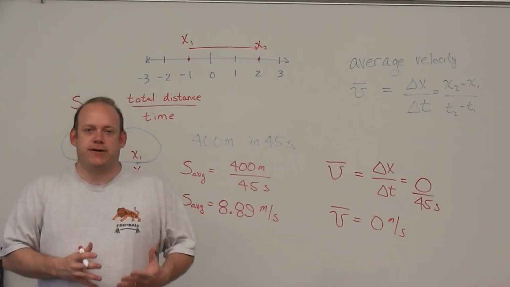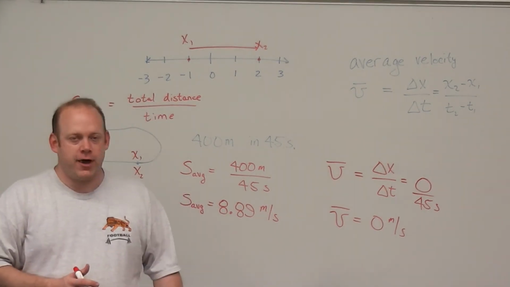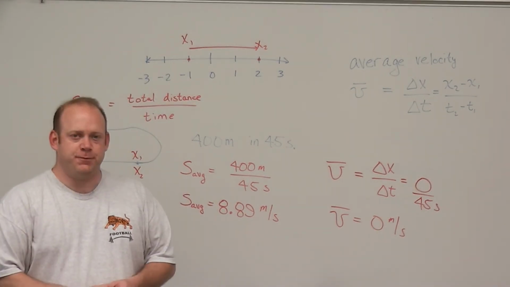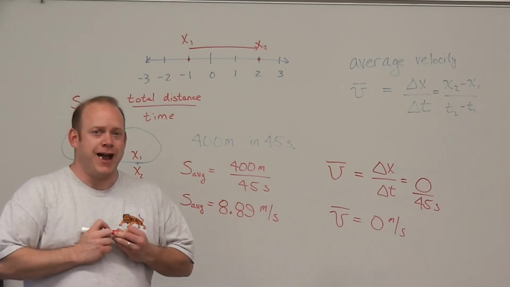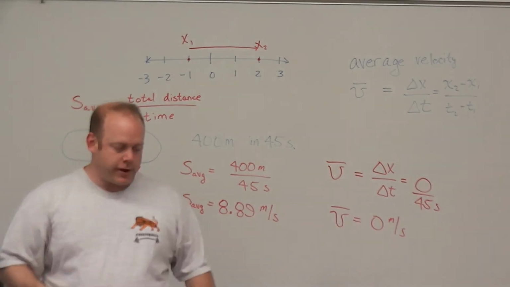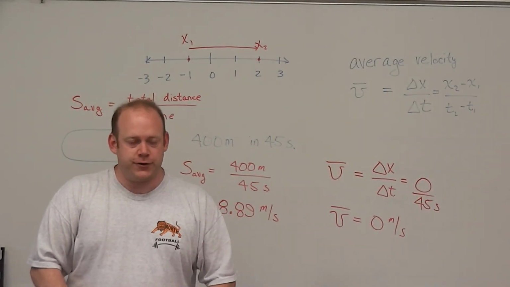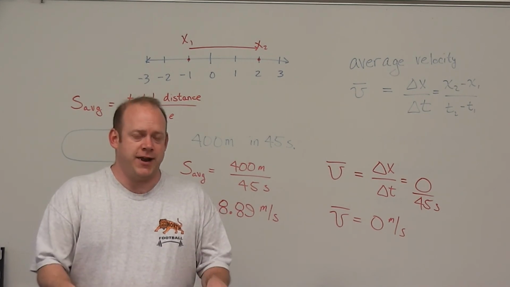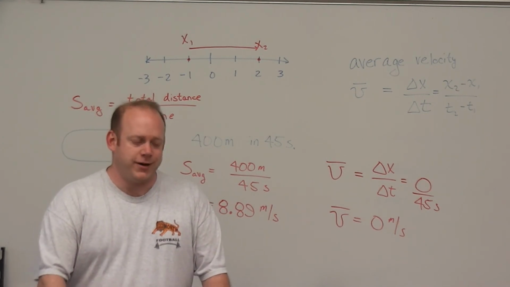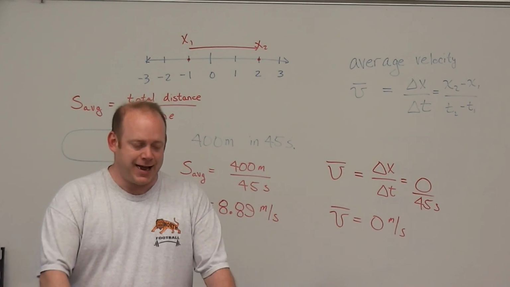And that's the fundamental difference between average velocity and average speed. In average speed, take a look at the total distance that you cover. In average velocity, you just look at the starting point and the ending point and the time it takes you to get there.